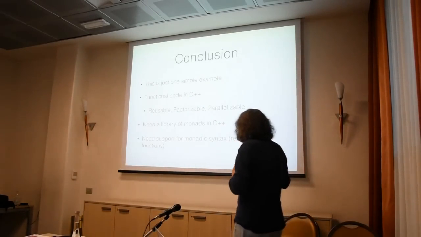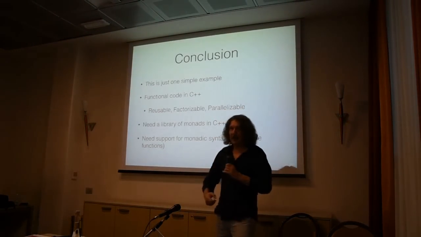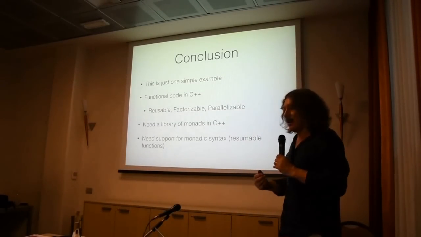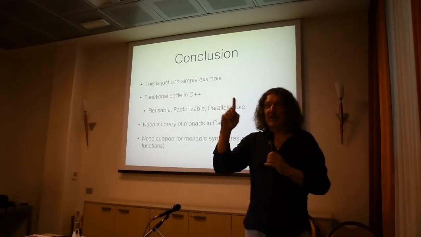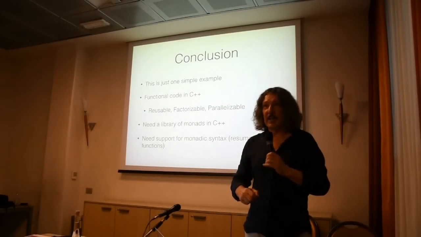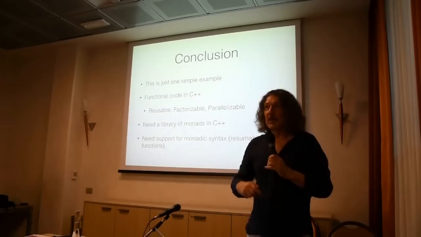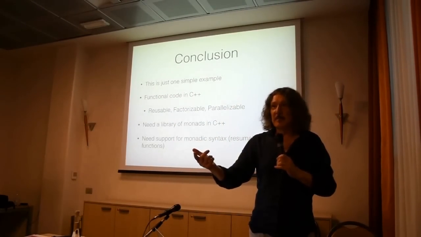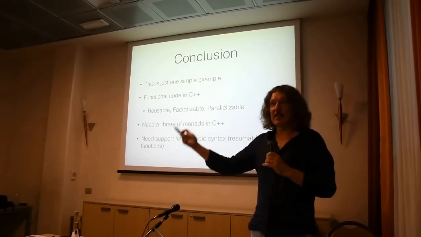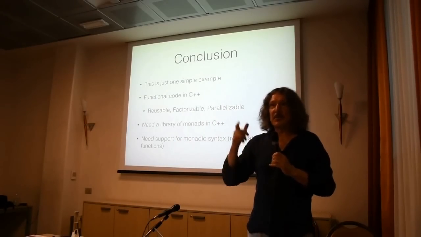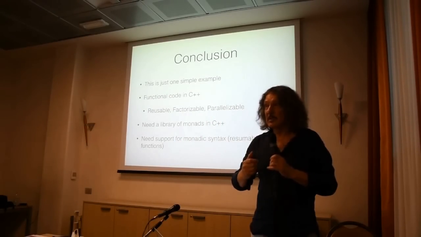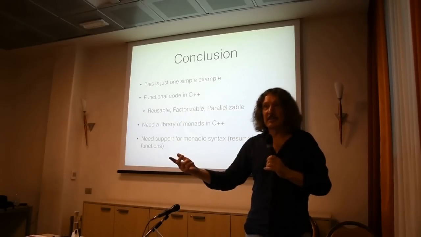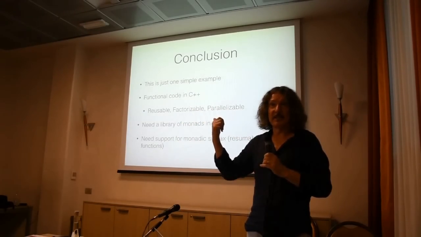But there is a proposal called resumable functions to provide syntactic sugar, but only for one monad, the future monad. Okay. Will there be another syntactic sugar for the range monad? Will there be yet another syntactic sugar for the optional monad? Optional is also a monad, and so on. And what about user-defined monads? Like this one, right?